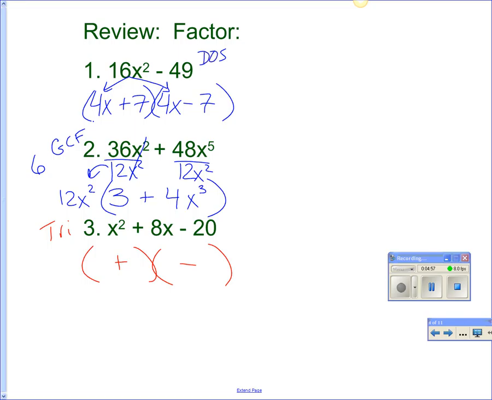Haley, which number do you kick out to the side? The 8 or the 20 goes out here? The 20. Okay, kick out the 20 to the side. And Ethan G., what are two things that multiply to give you 20?